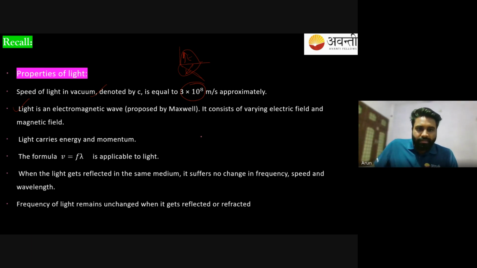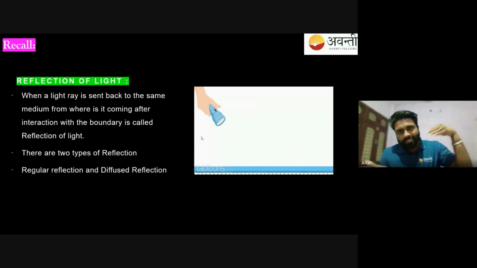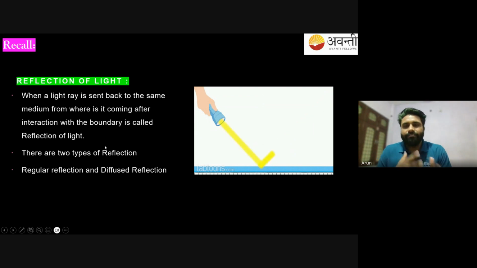So the reflection of light, you have seen it. What is it? When the light ray is sent back to the medium from where it is coming, after the interaction with the boundary. Light is coming, it is interacting with the boundary and going in a particular direction. So that phenomenon is termed as the reflection of light.